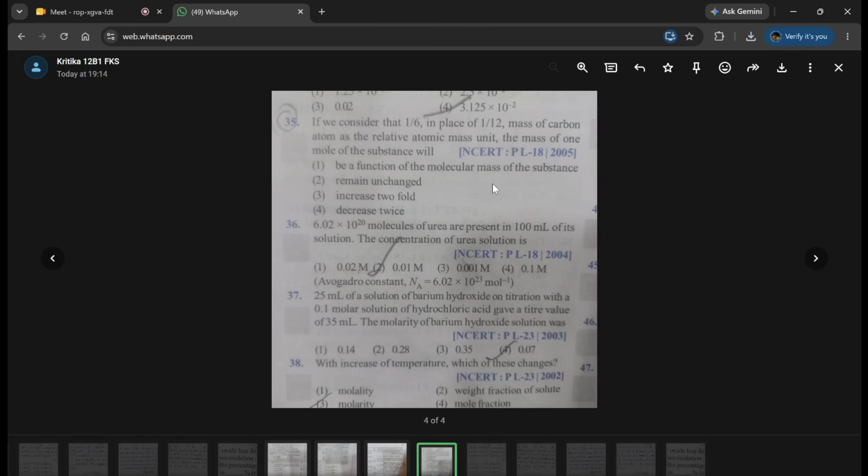Then that does not mean that the mass of one atom will change. Understood? That does not mean that the mass of an individual atom is changing. So here it remains unchanged. Okay, next.